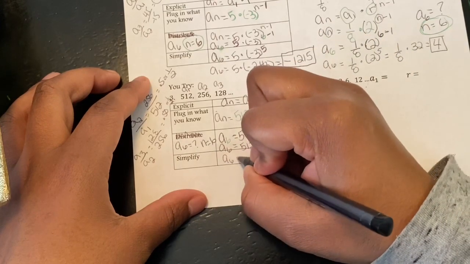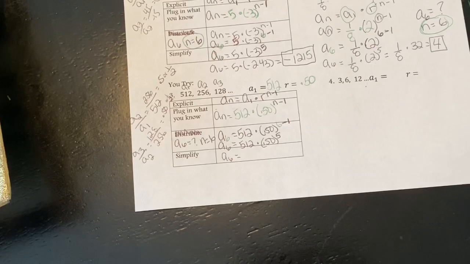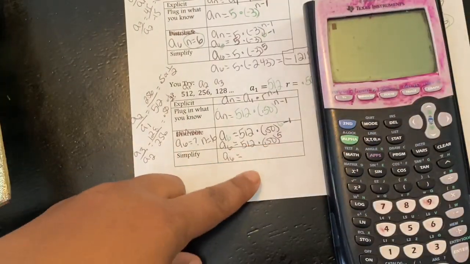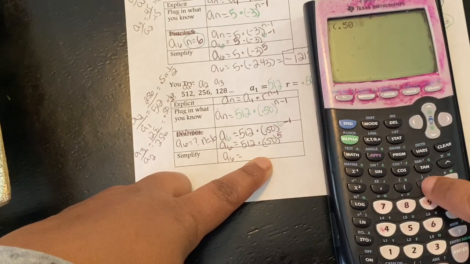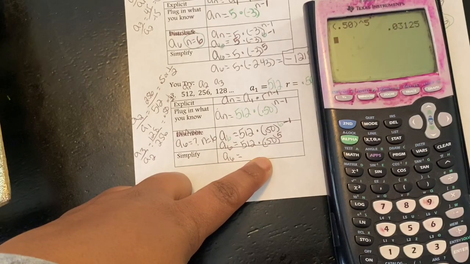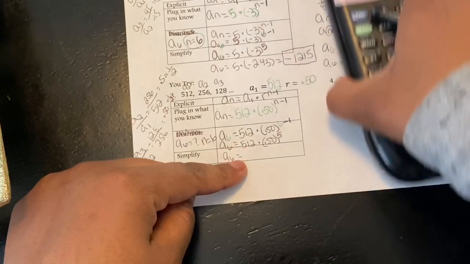A sub 6 equals, to solve this, I have to first do my exponent. So I'm going to do 0.5 raised to the 5th power. And that gives me 0.03125. Okay? That gives me 0.03125.